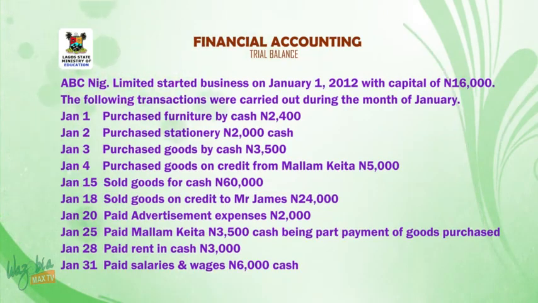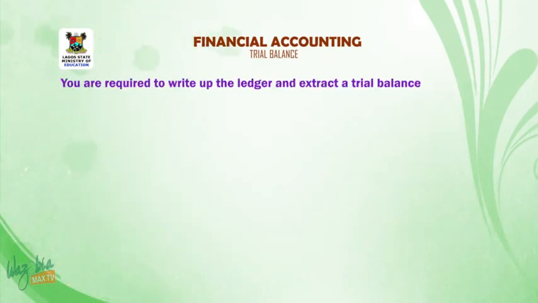January 18, sold goods on credit to Mr. James 24,000. January 20, paid advertisement expenses 2,000 naira. January 25, paid Malam Kaita 3,500 cash, being part payment of goods purchased. January 28, paid rent in cash 3,000. January 31st, paid salaries and wages 6,000 naira cash. You are required to write up the ledger accounts and extract a trial balance.